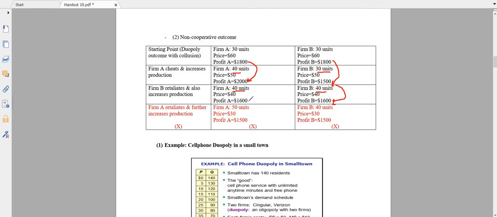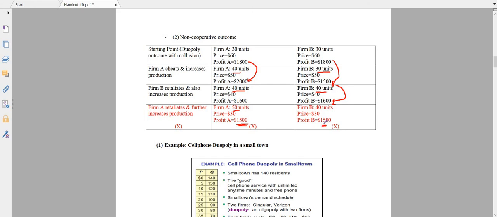Now let's again take our attention back to firm A. Let's assume that firm A retaliates and further increases production. So firm A increases production to 50, hoping that this way it might further increase its profit. But you can see that if firm A increases its production and firm B continues with 40 units, firm A will actually decrease its profits to 1,500, and similarly firm B's profits are also going to fall to 1,500.